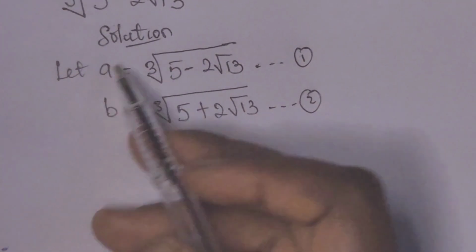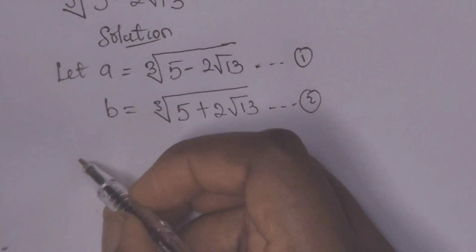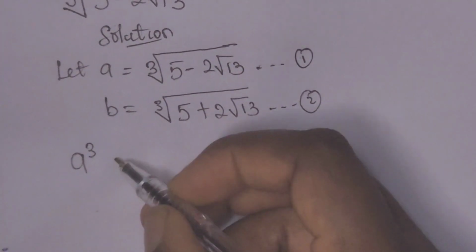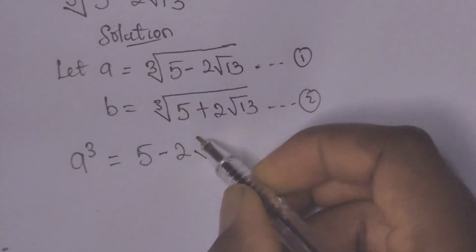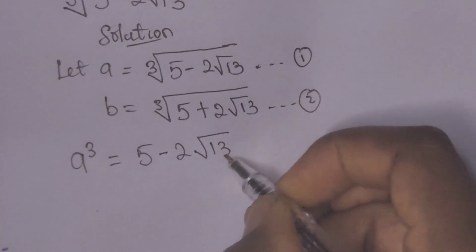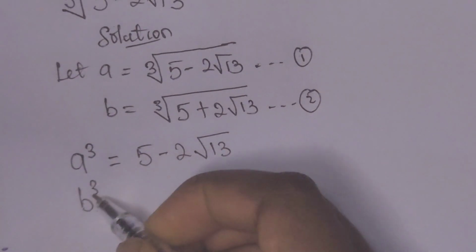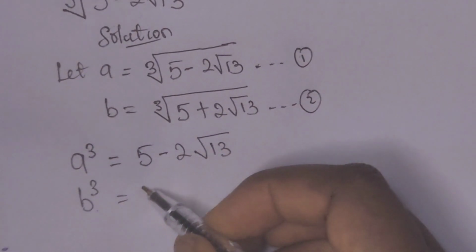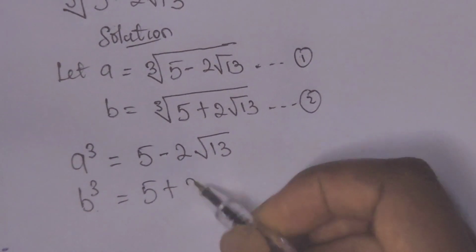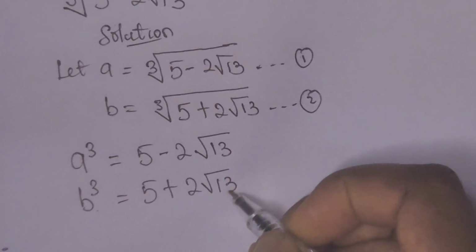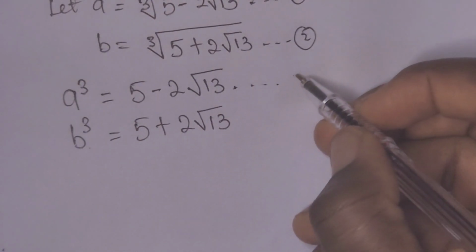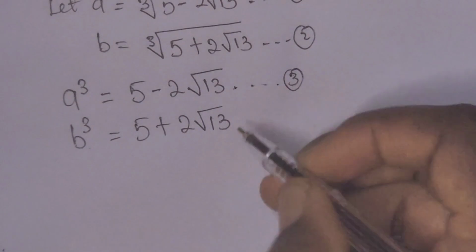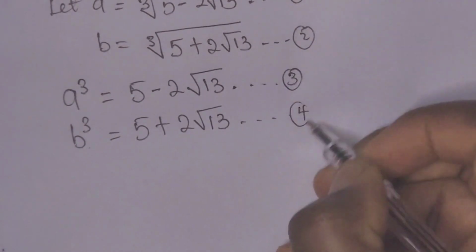So from here we can actually get a to the power of 3 to be equal to 5 minus 2 root 13 and b to the power of 3 to be equal to 5 plus 2 root 13. So this is equation 3 and this is equation 4.